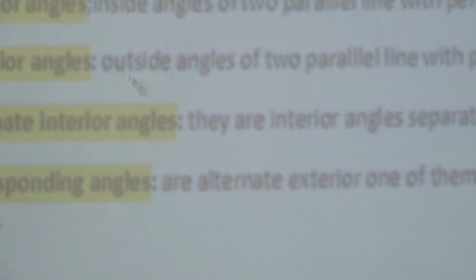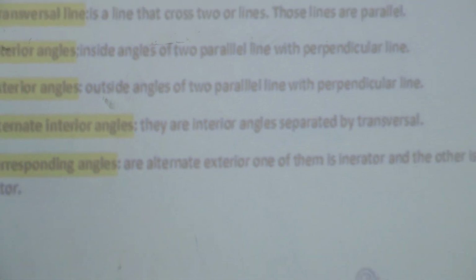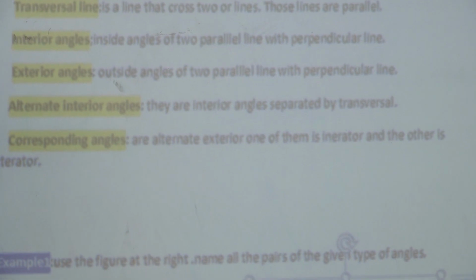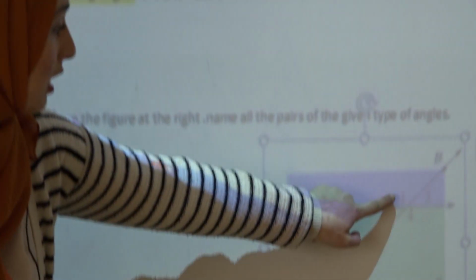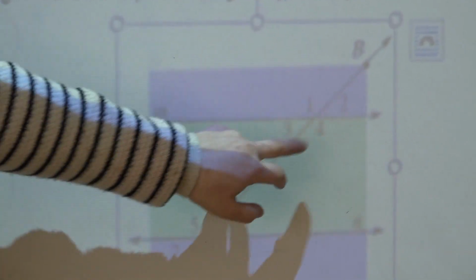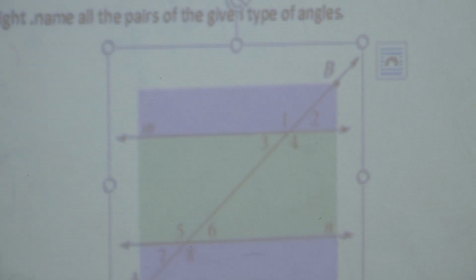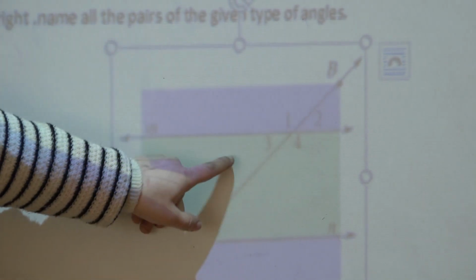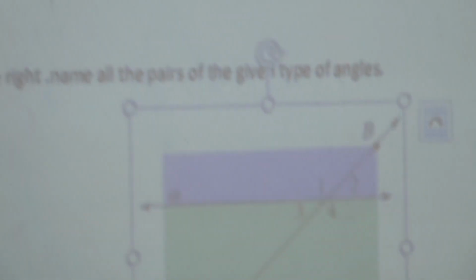Corresponding angles: one of them is inside and the other is outside. What does corresponding angle mean? For example, this one with this one, angle 1 with angle 5, angle 2 with angle 6. One of them is an inside angle and the other is outside, in the same place and the same angle. This is called corresponding angles.